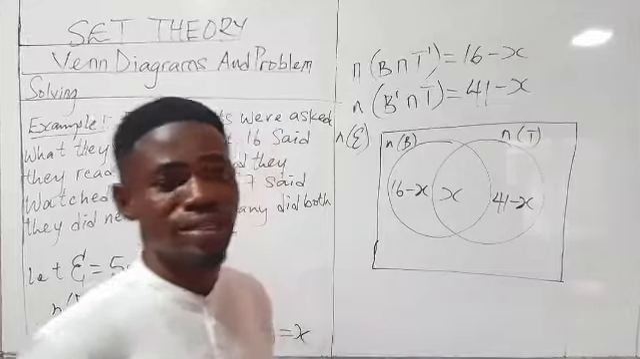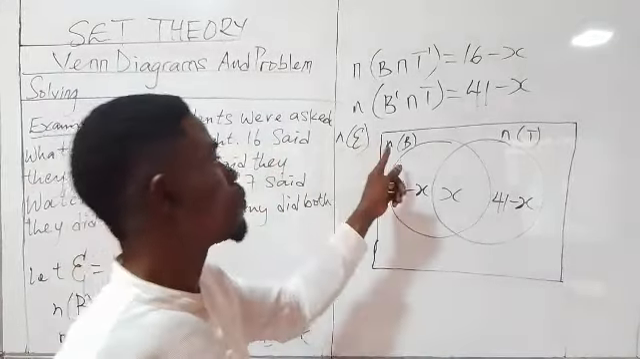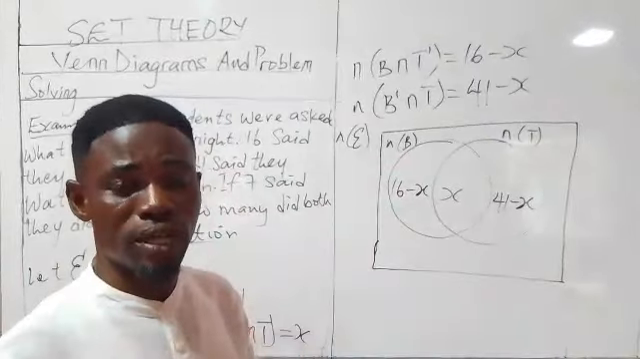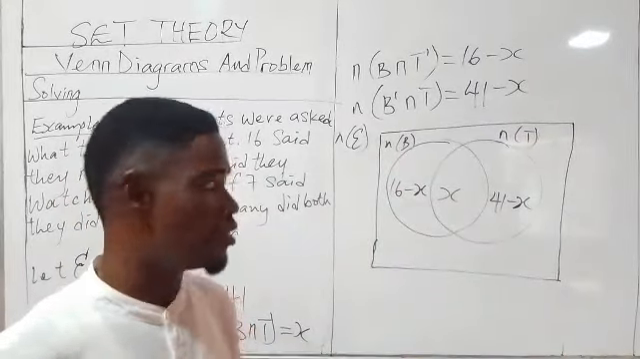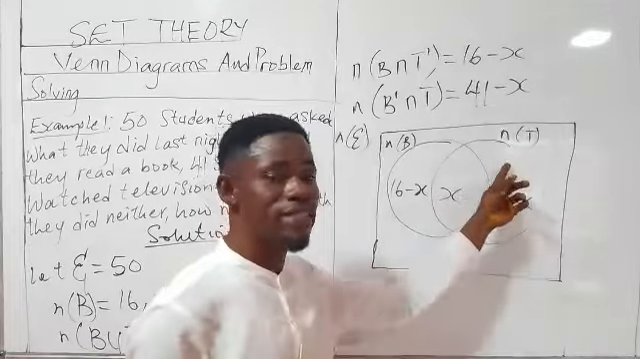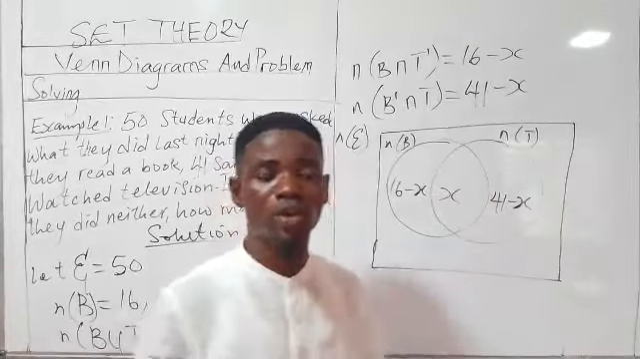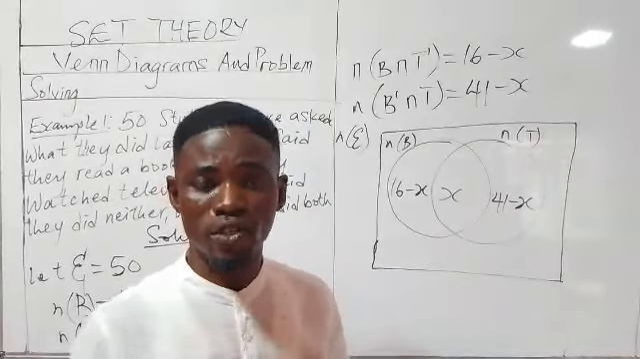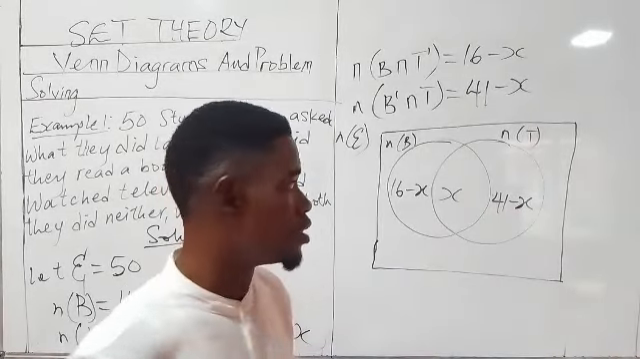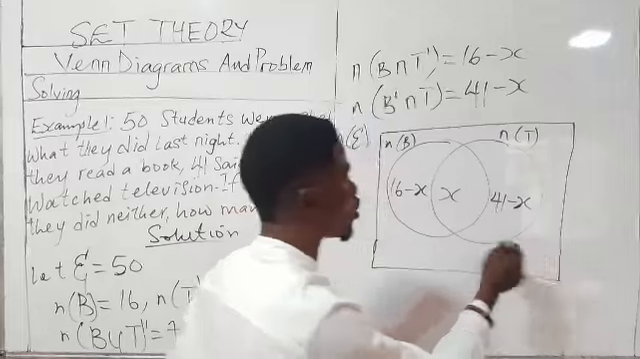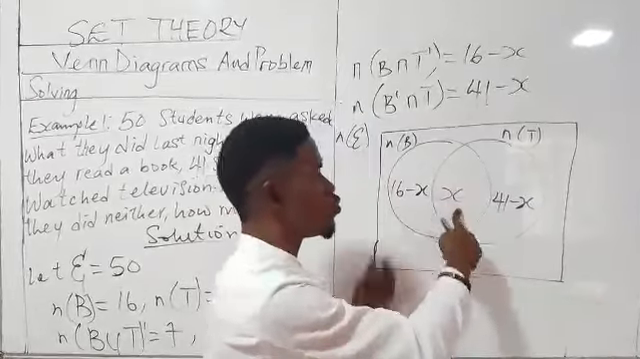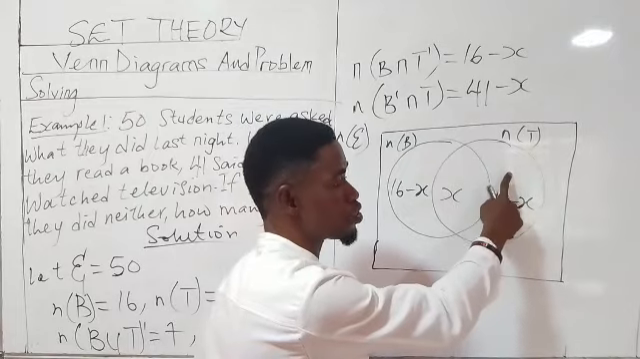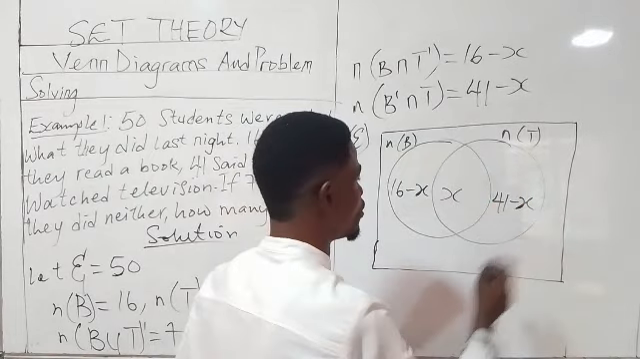There is a difference between the number of the students who read the book and the number of the students who read the book only. They are not the same thing. Likewise, the number of the students who watch television is not the same thing as the number of the students who watch the television only. Who watch the television only means those who did the two events and what? The number of the students who watch the television will give you this one.